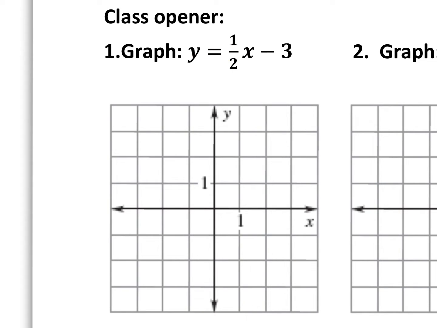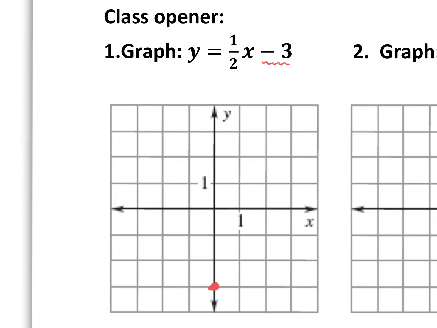And how do we graph a slope-intercept form equation? You begin with your b value, -3, and remember that the b value is your y-intercept. This is the y-axis. It crosses the y-axis at -1, -2, -3 right here. Let's put a dot right there.